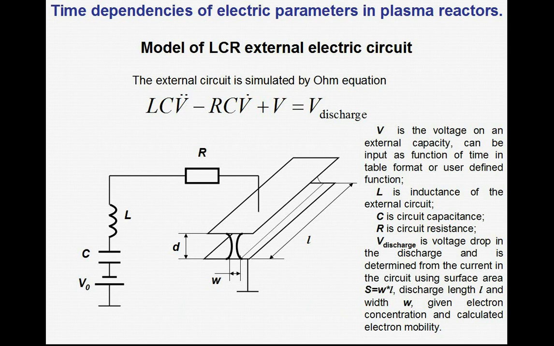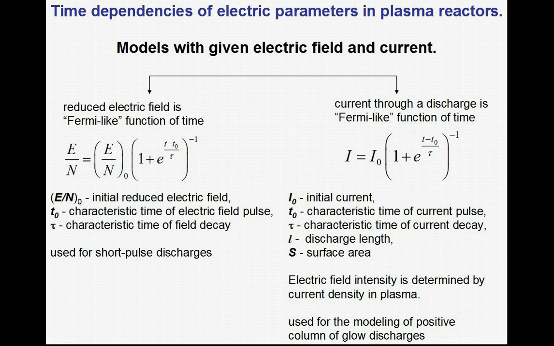The rate constants of the processes with the participation of electrons are used to determine the densities of the plasma components and photons from the balance equation that are solved simultaneously with the equations for the electric circuit. In particular cases, one can use the following time dependencies of electric parameters.